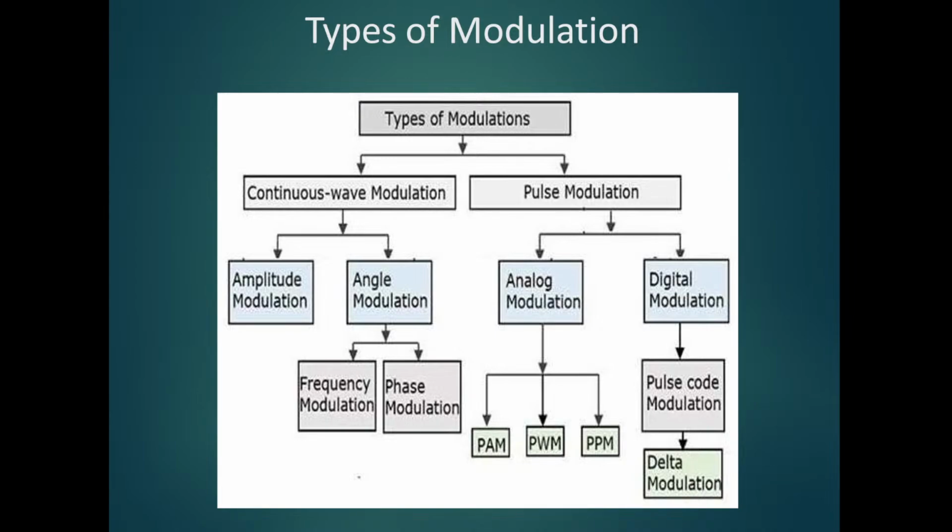First one is continuous wave modulation and pulse modulation. Under the continuous wave, we are going to have amplitude modulation and angle modulation. Angle modulation is of two types: frequency modulation and phase modulation. Whereas in case of pulse modulation, we have analog modulation and digital modulation. This we are going to study in further lectures, but in today's lecture we are going to specifically focus on continuous wave modulation. So let's get started.